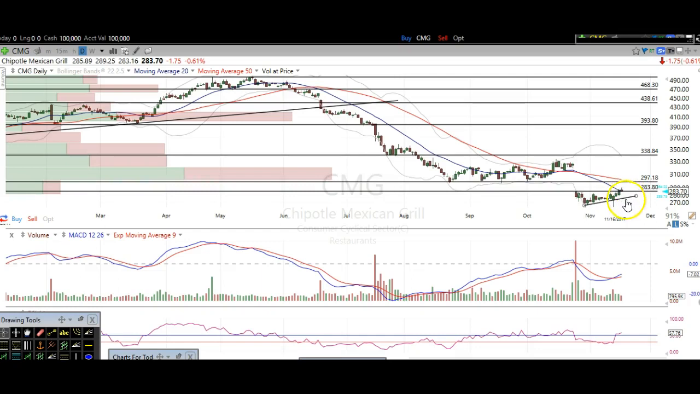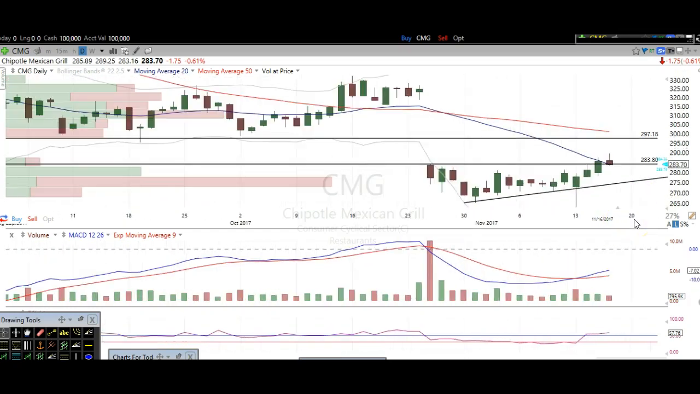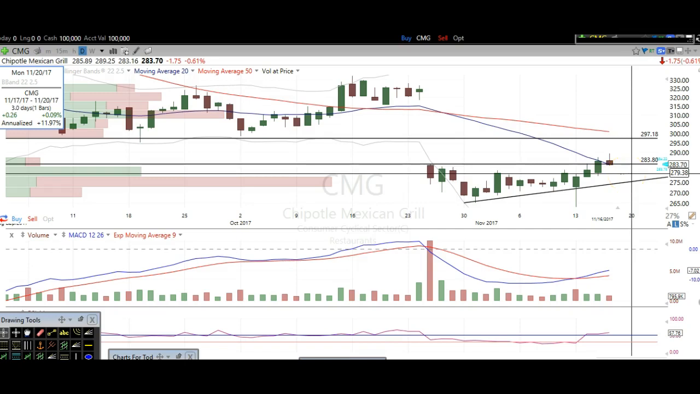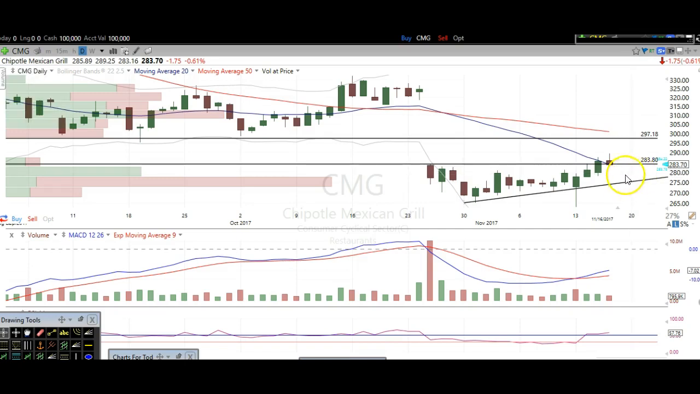But in the meantime, I think that we can look for some upside movement on this stock that comes back down into about 280, 275. To me, that's a very viable zone here, as we've got a nice little uptrend here to buy off of.